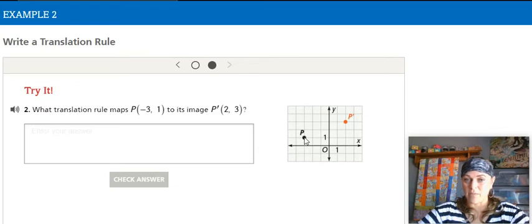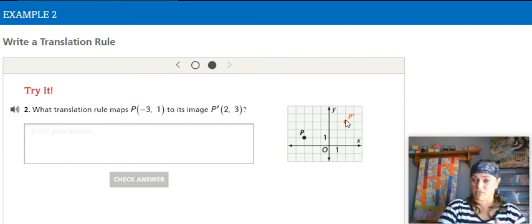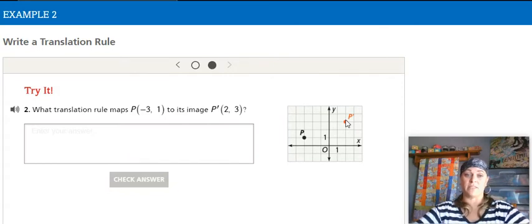Okay, from P to P prime, 1, 2. Okay, it goes up 2, so positive for the y value. 1, 2, 3, 4, 5. Positive 5 for the x value. And it doesn't matter which one you do first. Just make sure the x's go in the first part of the coordinate and the y's go in the second.